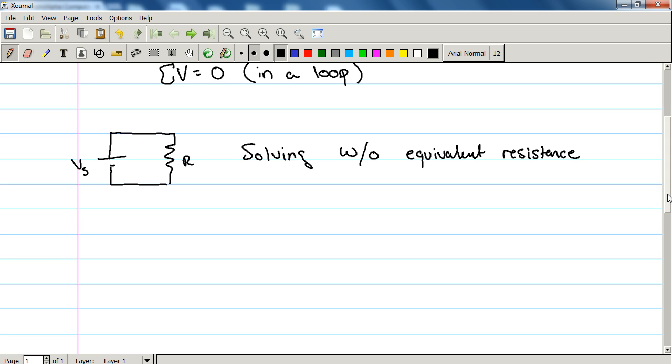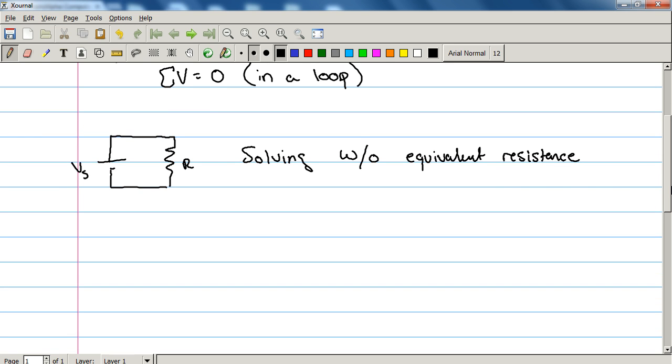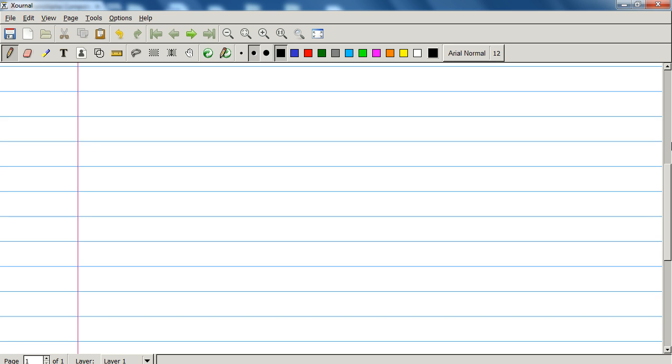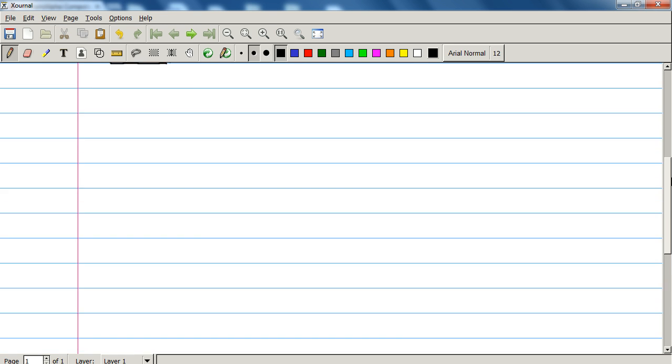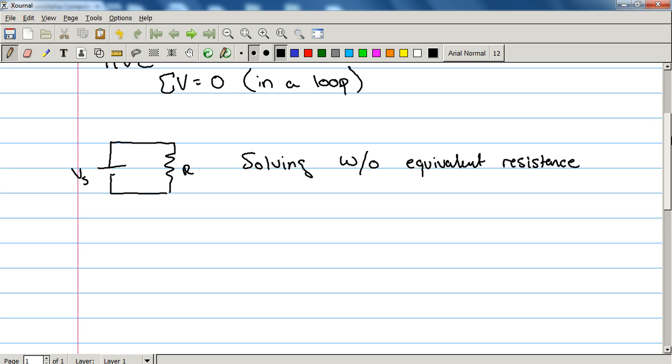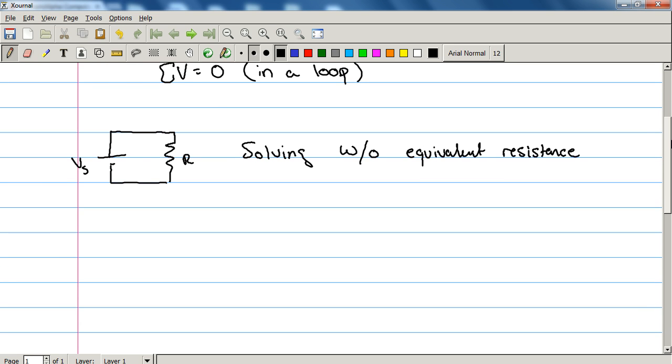Now, I say that you can solve these with equivalent resistance. In fact, using equivalent resistance does become a big help when these circuits become very large and unwieldy. However, for these, we're going to do it without anything. Again, trying to lay the groundwork for later, more complex circuits. So, solving these without equivalent resistance. No cheating. Do the work.